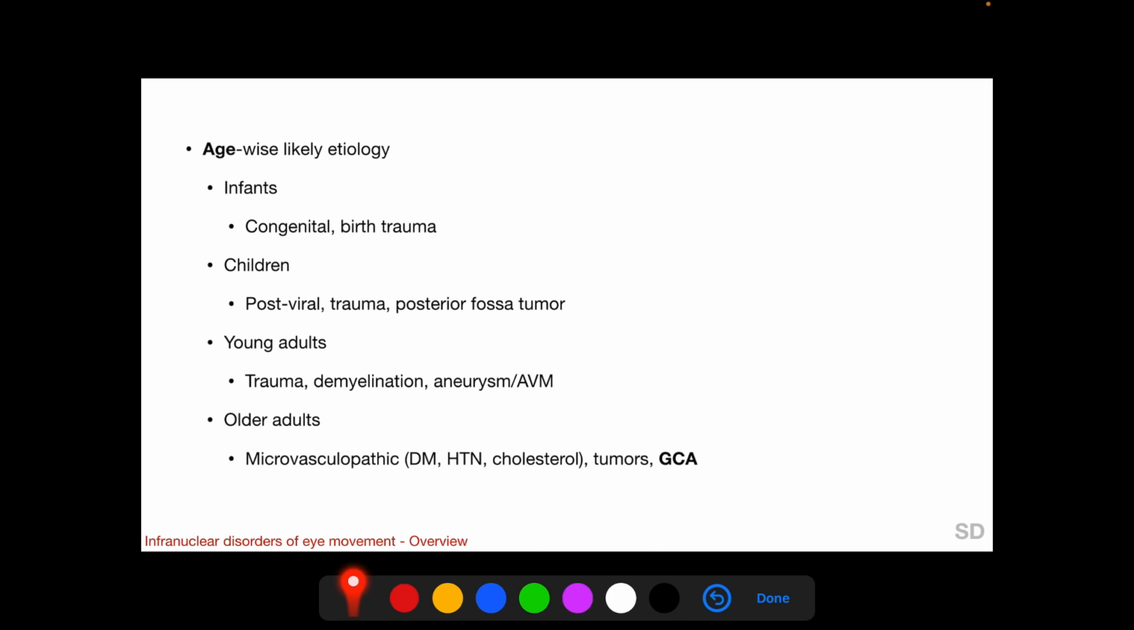The age-wise likely etiology of lesions causing infranuclear disorders can be congenital defects and birth trauma in infants, post-viral inflammation, trauma or posterior fossa tumor in children, trauma, demyelination, aneurysms, and arteriovenous malformation in young adults. And in older adults, the most common presentation is that of a microvasculopathic lesion of any of the ocular motor nerves whose risk factors include diabetes mellitus, hypertension, and hypercholesterolemia. Other likely etiologies in older adults include tumors and giant cell arteritis, which occurs in an even older age group.